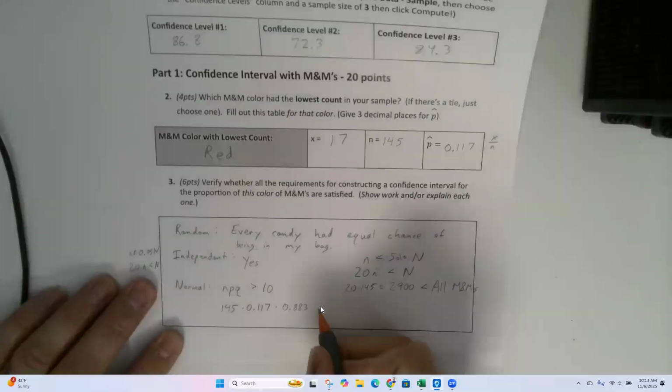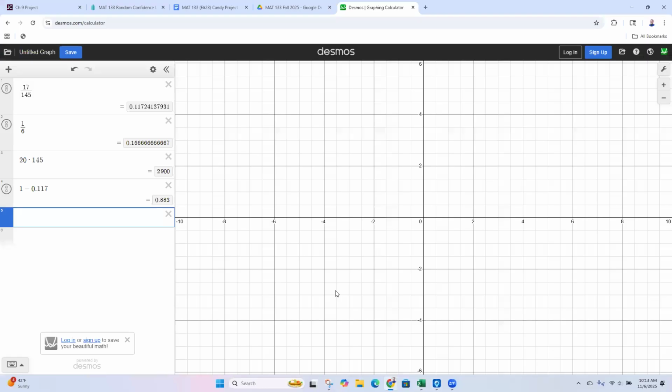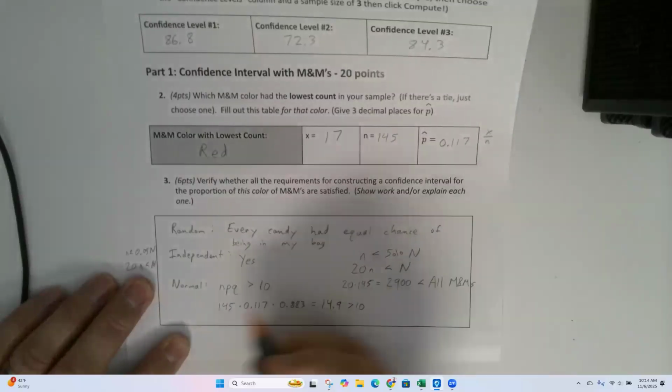So how much does that equal? 145 times that times that. So 145 times 0.117 times 0.883. And I got 14.98, about 15. Is that greater than 10? Yes.